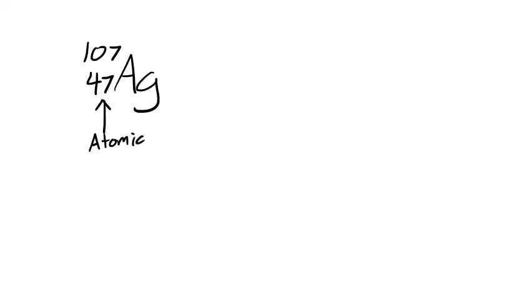One of them is just the elemental symbol and a couple numbers. So this is one way you might see an element's mass and atomic number represented, where this is the atomic number and the top number is the mass number. And again, this is just the symbol.